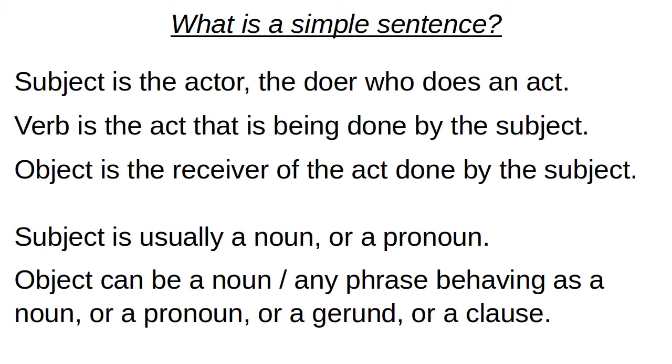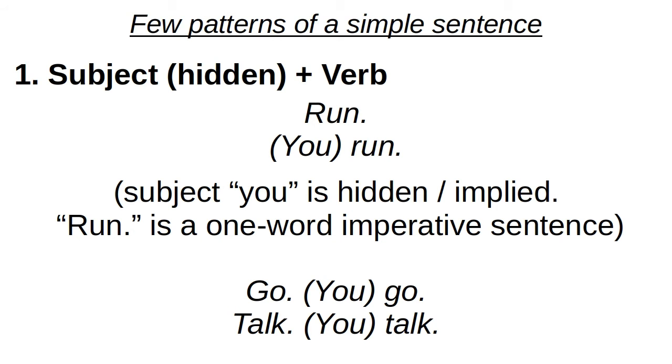So subject is the actor, the doer who does an act. Verb is the act that is being done by the subject. And object is the receiver of the act done by the subject. Subject is usually a noun or a pronoun, and an object can be a noun phrase or any phrase behaving as a noun, or it can also be a noun or a pronoun or a gerund or a clause. Now let us move on to a few patterns of simple sentences. The first pattern is obviously a verb.